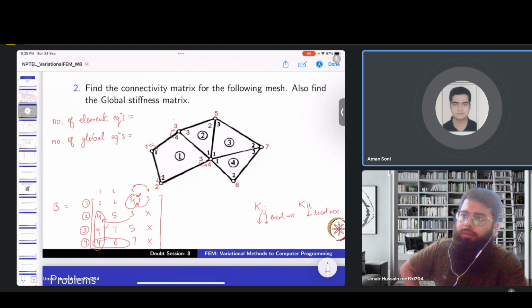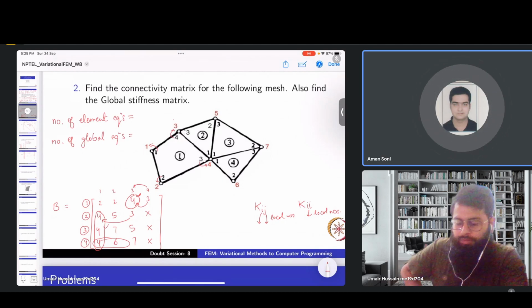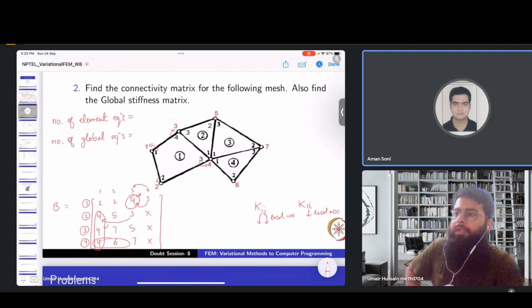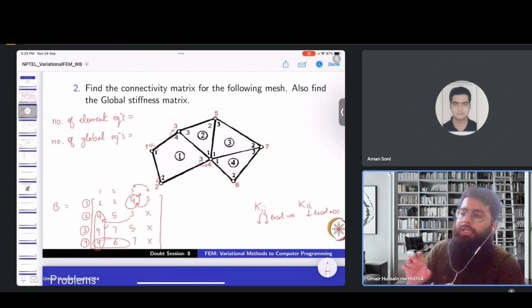Actually, I'm not getting what is the meaning of this number of elemental equations. It is asking about the total number of equations combined for each element. When we calculate the element level stiffness matrix, whatever size the stiffness matrix is, that is the total number of equations corresponding to that element that we are going to solve.